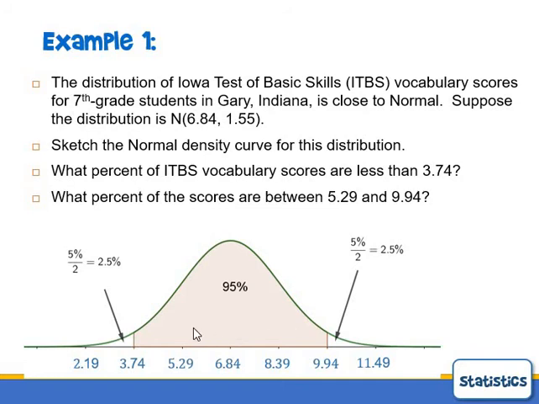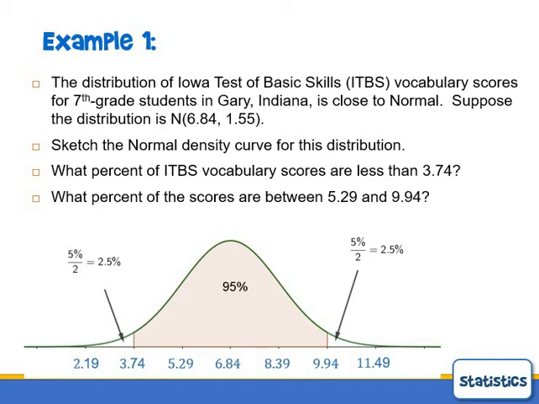The rule tells me that if I go 2 standard deviations in each direction, we get 95%, but that leaves 2.5% out here in the tails. It's the 5% split. So if I want to know the percent that are less than 3.74, I would look for the area to the left of 3.74, which winds up being 2.5%. Often we need to know the value in the tails instead of the value in the middle. The rule tells me if I go 2 standard deviations in both directions, I get 95% in the middle, which leaves 2.5% in the tail.